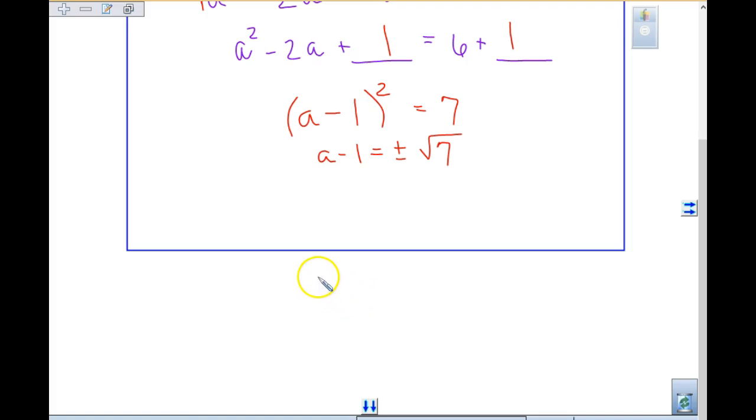One's negative and one is positive for your answers, right? So when you are solving, a minus 1 equals square root 7. A minus 1 is equal to negative square root 7. If I ask for an exact solution, this would be it. Square root 7 minus 1. Usually we want approximate to 2 decimal places.